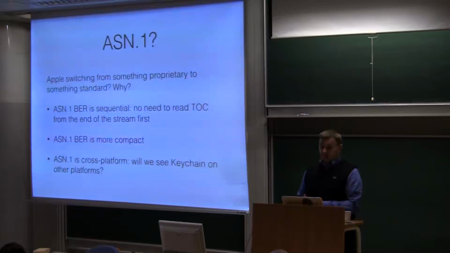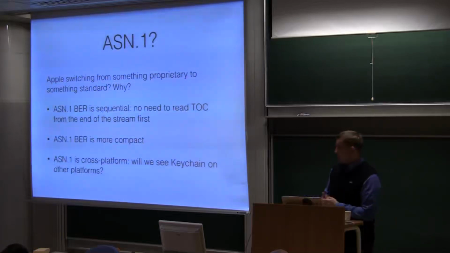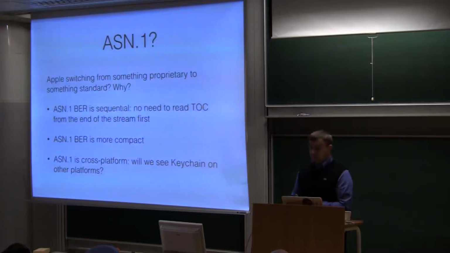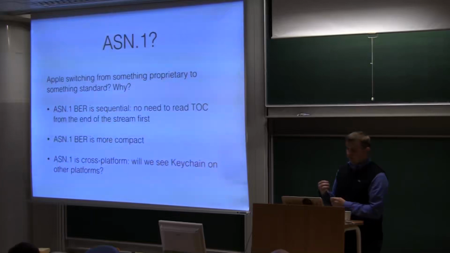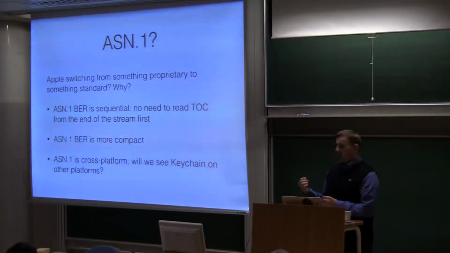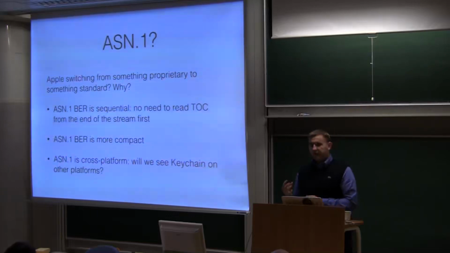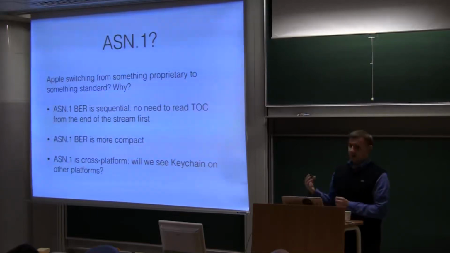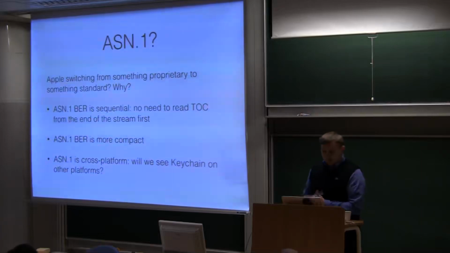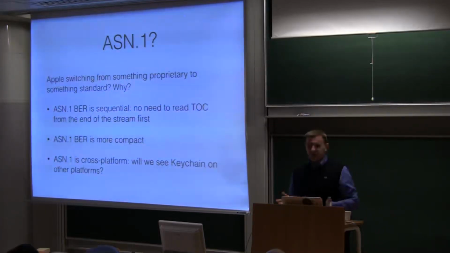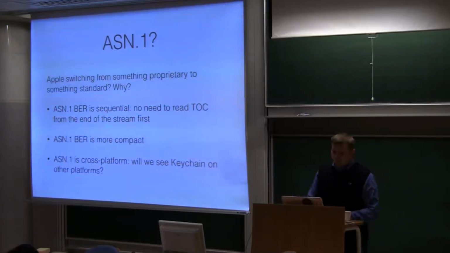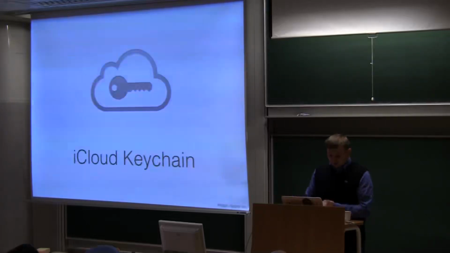First, and probably the most important one, is that ASN.1 basic encoding rules or distinguished encoding rules are sequential. So you can actually receive the stream and parse it as it arrives. With binary property list, you actually have to receive all the data because the table of contents is located at the end of the stream. This is one advantage. The second one is that ASN.1 is more compact, and it is cross-platform. So this may be a hint that keychain is coming to Windows, or I don't know, maybe, maybe not. So that's it about data protection, and now let's move to iCloud Keychain.